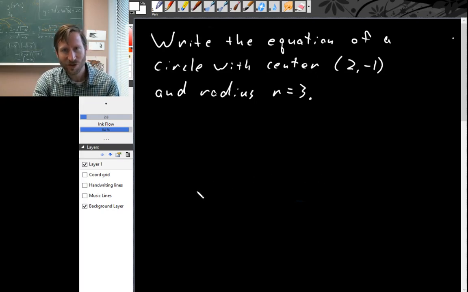To describe a circle, since it's a curve, we need an equation. So let's start out by trying to find the equation of a circle. Let's write the equation of a circle with center at (2, -1) and radius r equals 3.